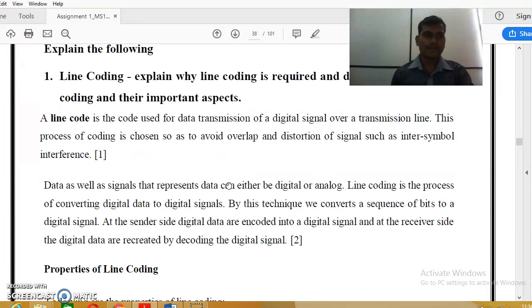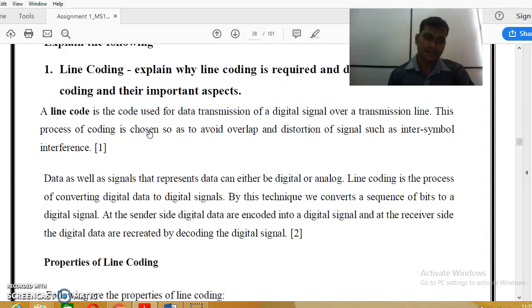First of all, what do you mean by line coding? The line code is the code used for data transmission of a digital signal over a transmission line. This process of coding is used to avoid overlap and distortion of the signal, such as inter-symbol interference.